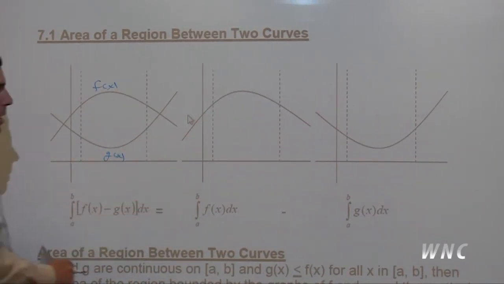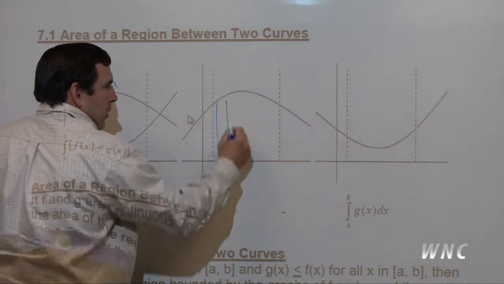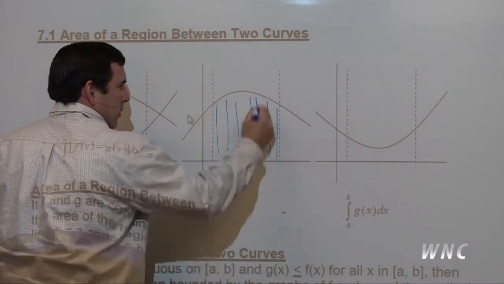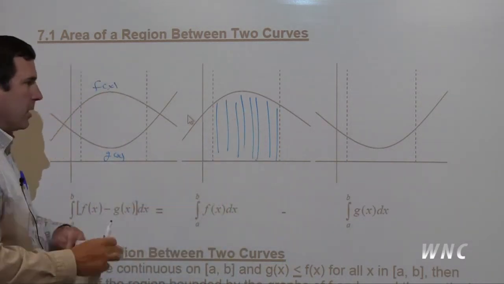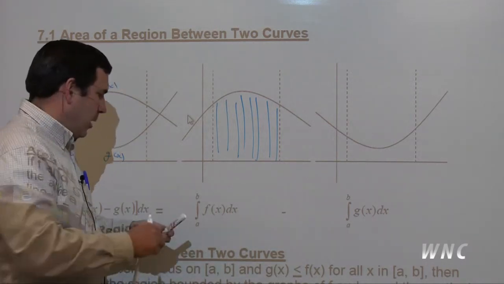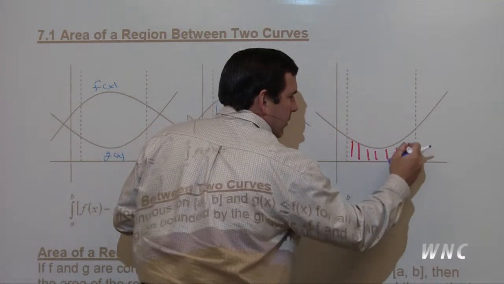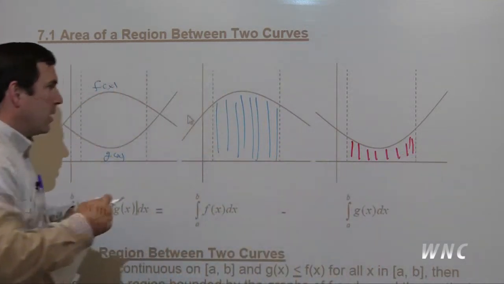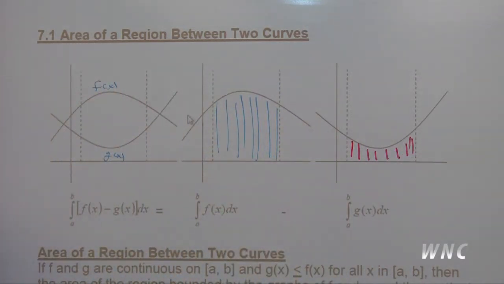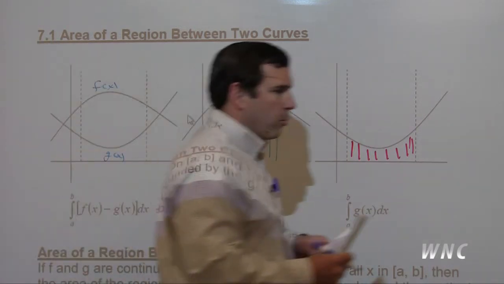This area is going to be the integral of the upper curve, so this is the area under the curve, minus the integral from a to b of g of x dx, the area under that curve. And that's the idea behind the area of the region between two curves. So we can get a little more formal in the definition.